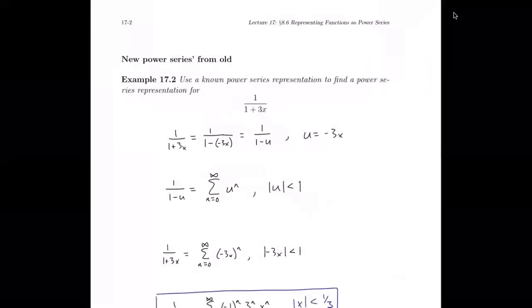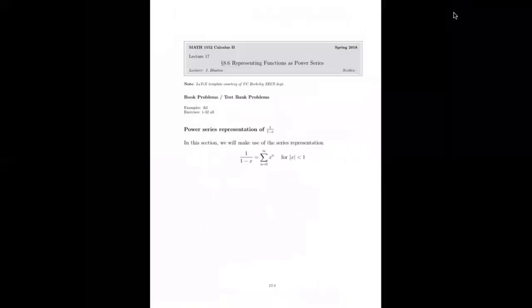Okay, so use a known power series representation to find a power series representation for 1 over 1 plus 3x. That's a little different than what I stated before. So our goal is to rewrite 1 over 1 plus 3x, which already looks pretty close to the left-hand side of the identity on the previous page. Because if we can rewrite it in something that looks like this form, then we can express it in a power series. So let's see that happen.